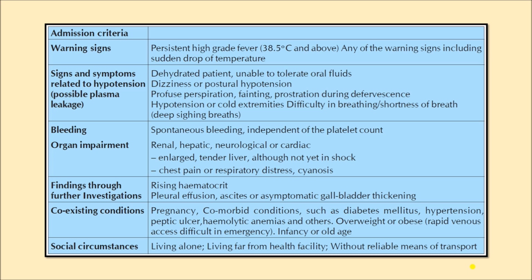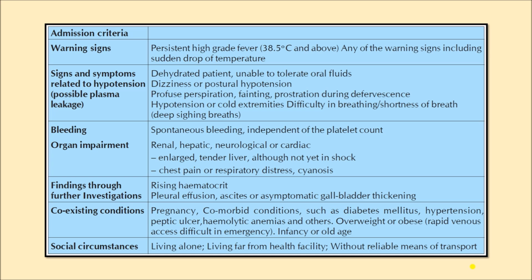Coexisting morbidities like pregnancy, diabetes mellitus, hypertension, peptic ulcer disease, hemolytic anemias, etc., if present, the patient should be admitted. Overweight or obese patients, where it is quite difficult to access the vein very rapidly, should be admitted. Also infants and old age patients, that is the elderly patients, should be admitted.